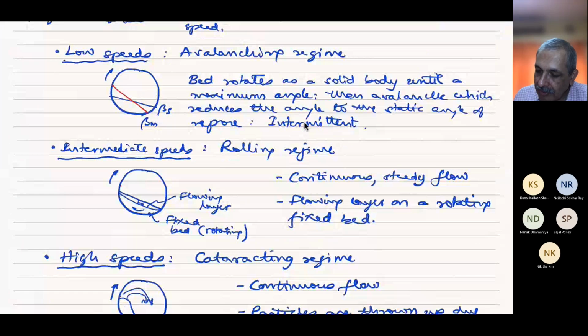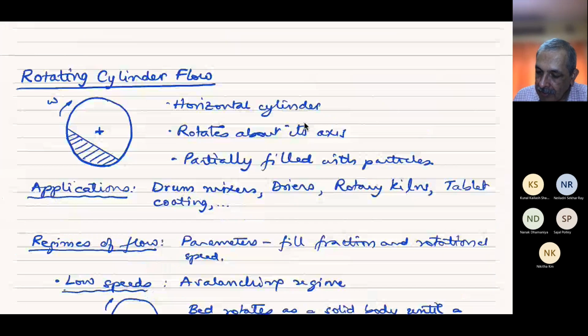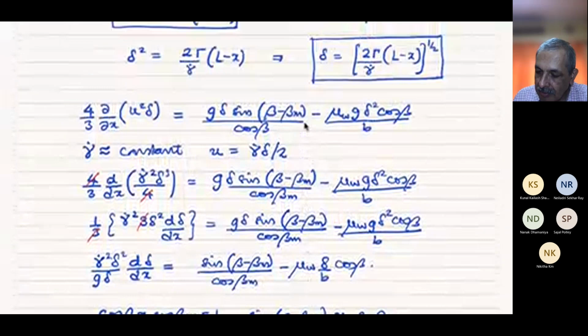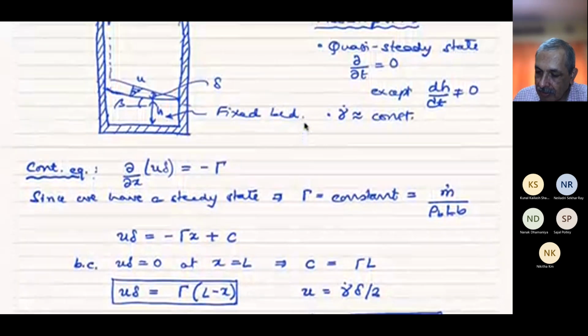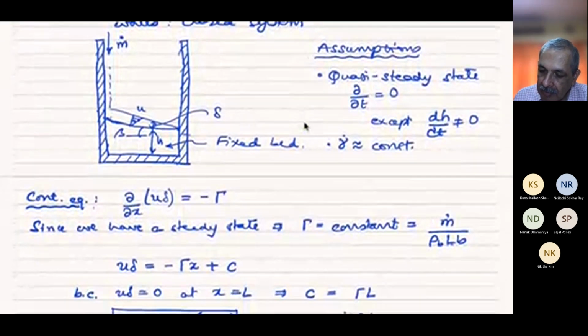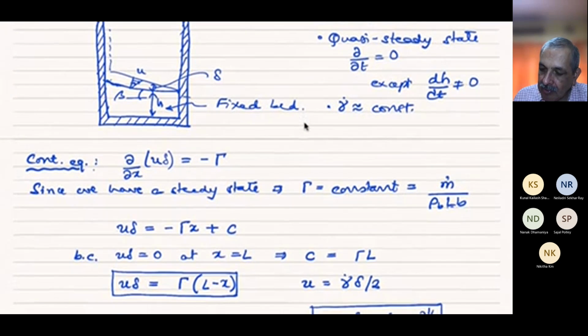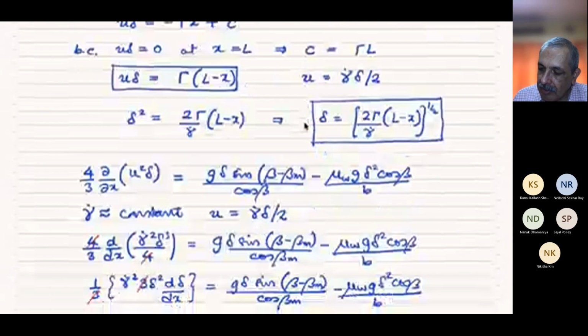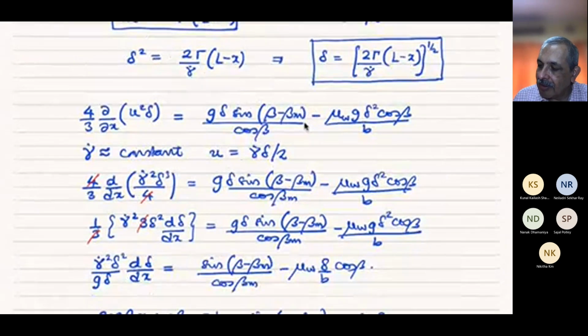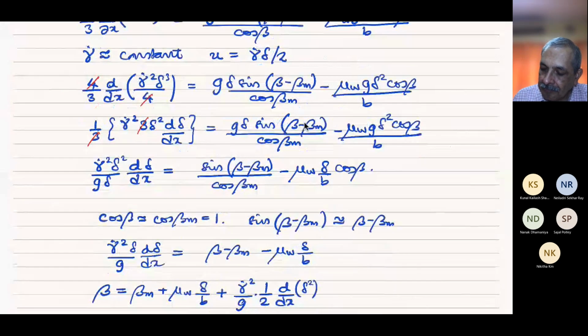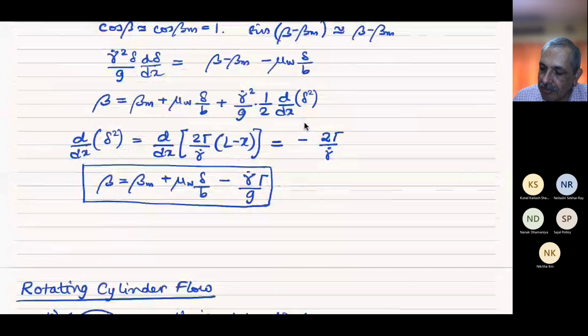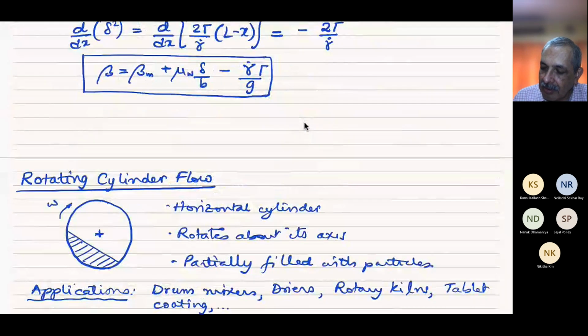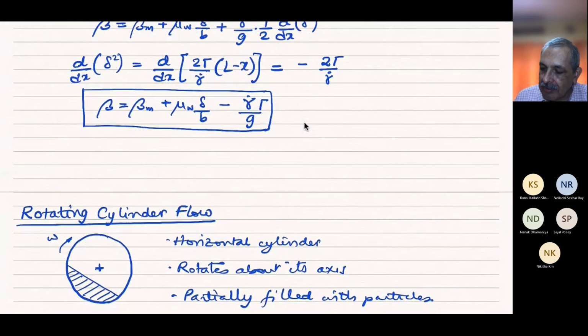So this is all what we were looking at last time. If you remember, we looked at this flow on a heap. We were able to find how the layer thickness changes, and then we were also able to find out how the angle varies.